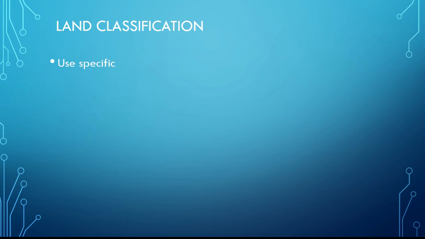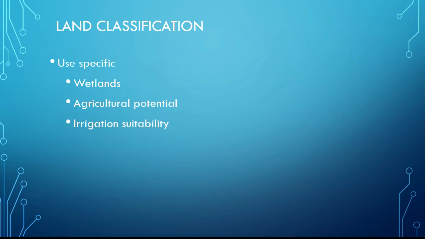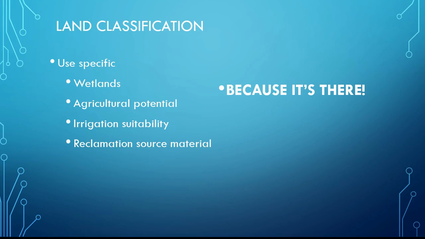And in soil, they're always use-specific. For instance, you can have wetlands. We can rate things according to their agricultural potential, according to their suitability for irrigation, or as source material for reclamation. And we can classify soil just because it's there.